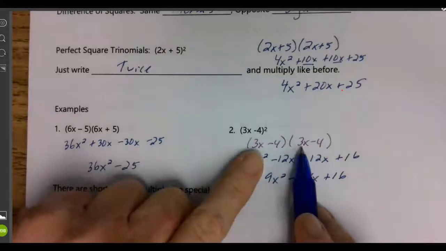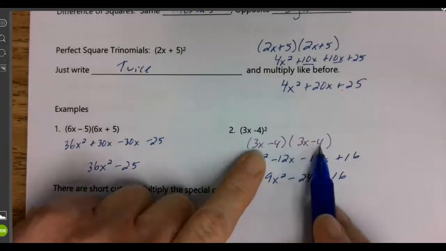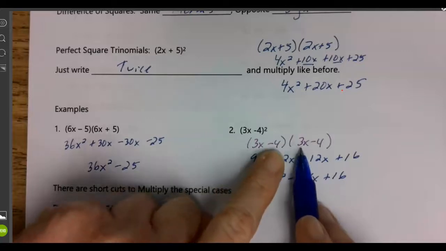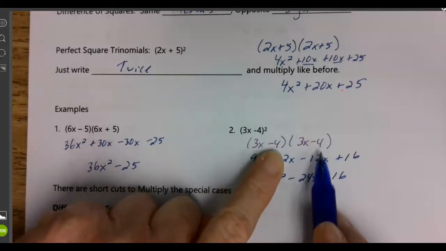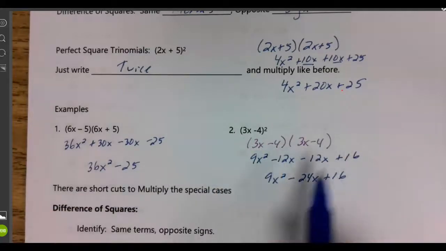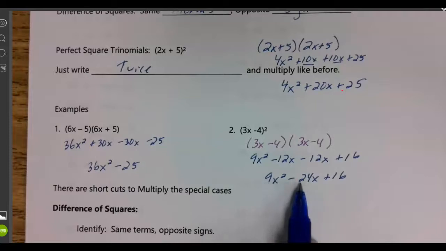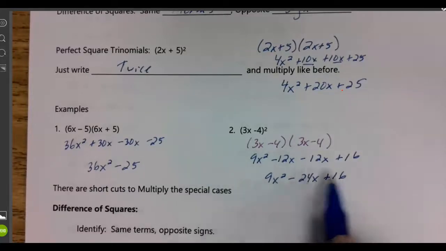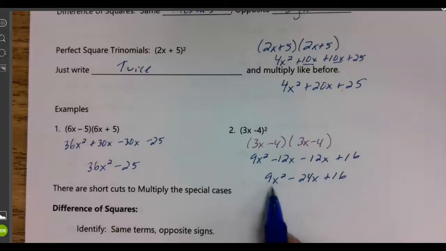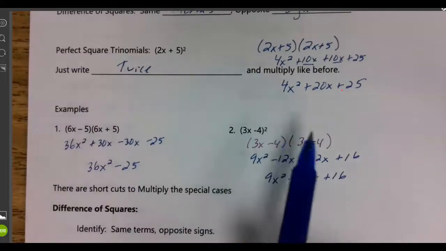I'm going to take 3x times 3x, 9x squared. 3x times negative 4, negative 12x. Negative 4 times 3x, negative 12x. Negative 4 times negative 4, I get 16. So I get 9x squared minus 24x plus 16. So this is a perfect square trinomial, okay, because these two are both perfect squares, the first and the last term, and then I have a trinomial. So that works every single time.